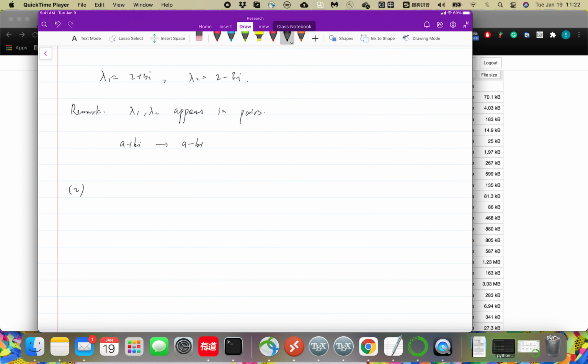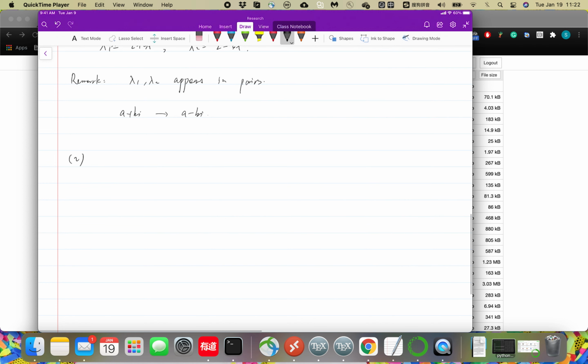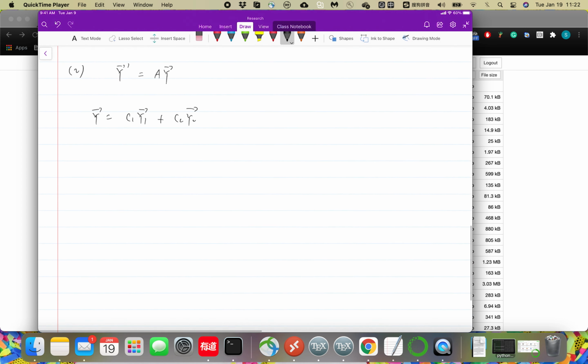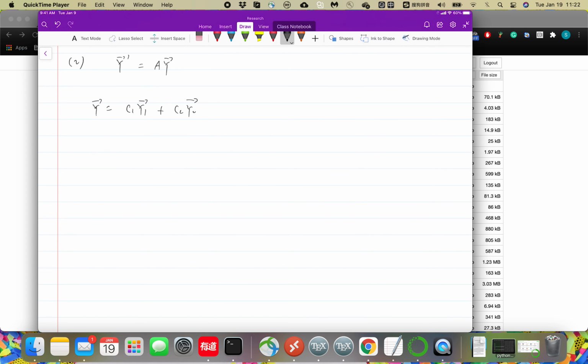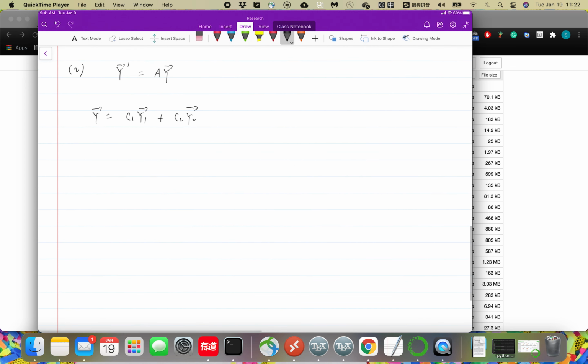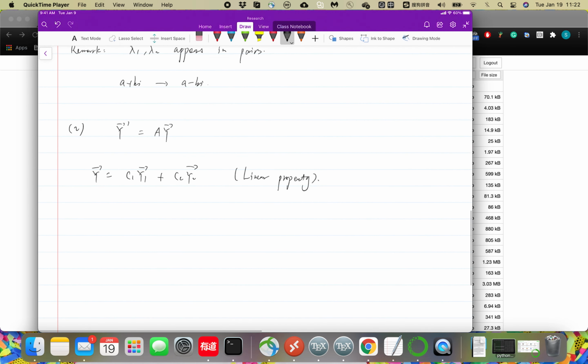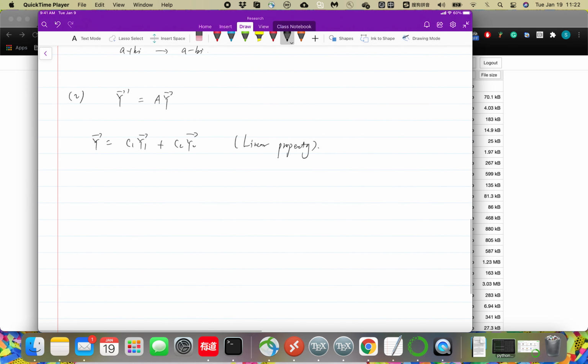Now, how does that affect our solution? Well, let's think about it. We started from here. We say my solution looks like this. As long as I have two solutions and they are linearly independent at time 0, all possible linear combinations are going to be this one. And this is guaranteed by the linear property of the original differential equation. So even for complex eigenvalues, it still has the linear property. Therefore, this idea will still work.